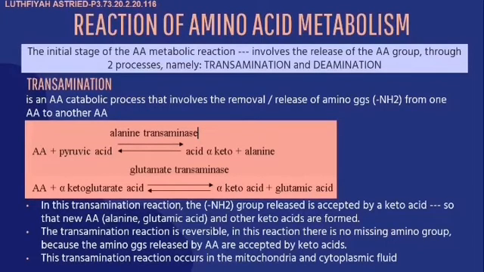In this transamination reaction, the NH2 group release is achieved by a keto acid, so that new AA, alanine, glutamic acid, and other keto acids are formed. The transamination reaction is reversible. In this reaction, there is no missing amino group because the amino group released by AA is accepted by keto acids. This transamination reaction occurs in the mitochondria and cytoplasmic fluid.